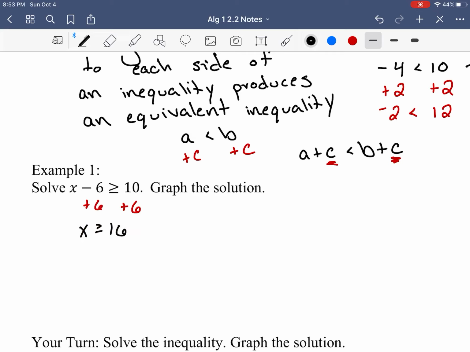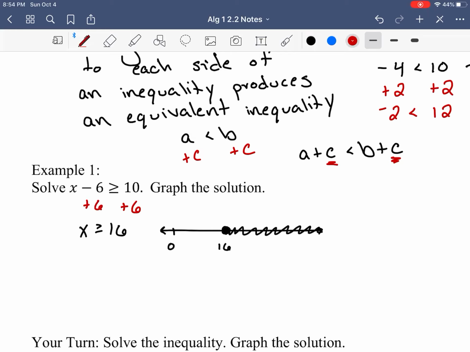And then now we want to graph the solution. So to graph this, I'm going to need a number line. I want to shade all of the numbers. This means all numbers that are greater than or equal to 16. So I'm going to need to mark a 16 on here. 0 would be down here. And since it's greater than or equal to, we're going to have a solid dot. And we want all the numbers that are greater than 16, so we're going to shade this direction.